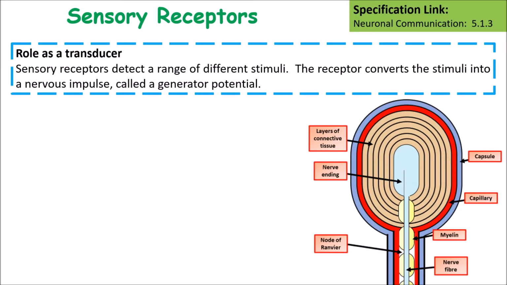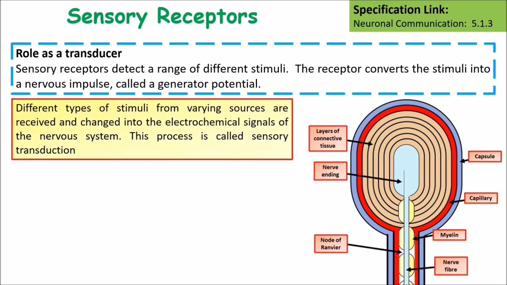Sensory receptors detect a wide range of different stimuli. So the receptor converts the stimuli into a nervous impulse called a generator potential. So different types of stimuli from a variety of sources are received and changed into electrochemical signals that can then travel down the nervous system.